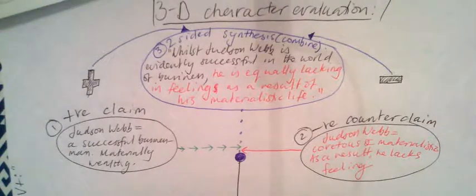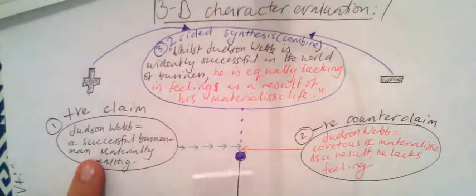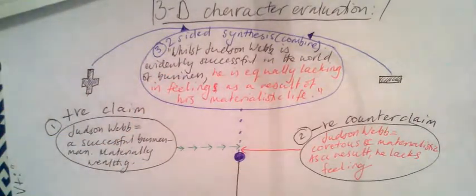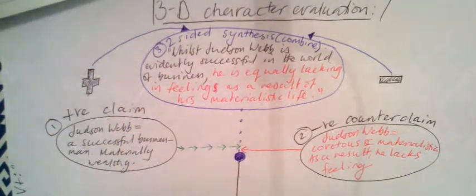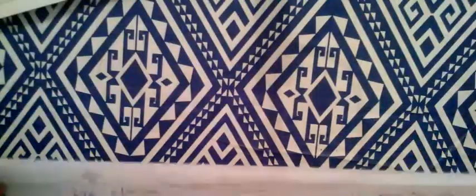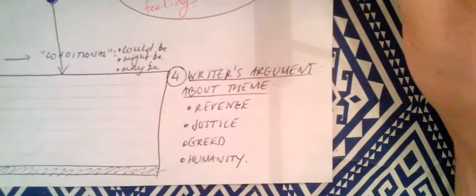So this is the third step, synthesizing claim and counterclaim into a complex statement about a character. What we want to do then is use this type of statement to think about what we would call the writer's arguments about a theme.